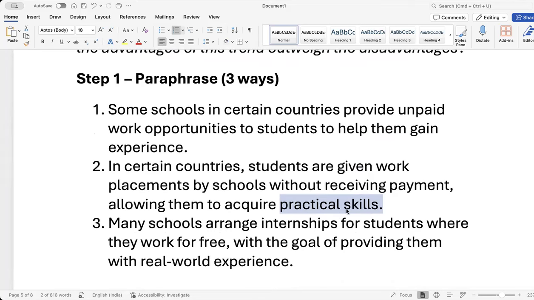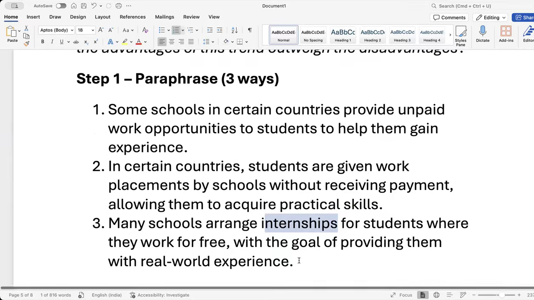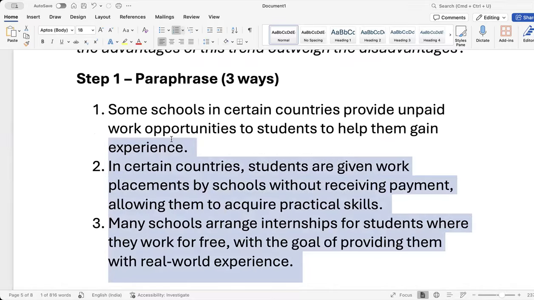Similarly, I knew this word internships. I would use that. Many schools arrange internships for students where they work for free with the goal of providing them with real world experience. So if you can paraphrase a little bit, it always creates a good impression. That means your command of English is good. That's what paraphrasing shows. So if you can do that, do that. If you can't do that, then also it's fine. Don't spend a lot of time on this. That's what I'm saying. If you're natural at it, it will happen automatically. If it's too difficult, don't over focus on this.